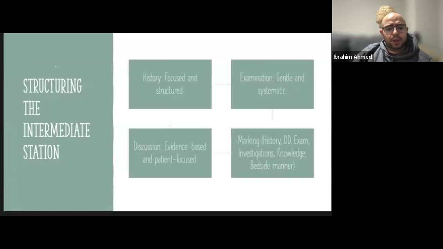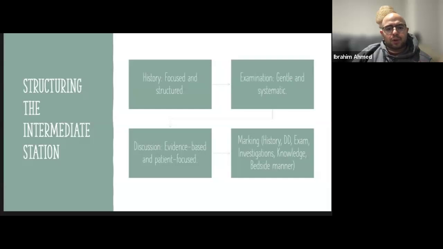The structure of the intermediate and scoring. So start with 5 minutes to take history, 5 minutes for the exam, then 5 minutes for the discussion. 90% of the examiners would guide you. If you've gone above 5 minutes, they will say move on to examination. On rare occasions, they would leave you to lose the time, and that can be tricky. So by practicing, you would time yourself.